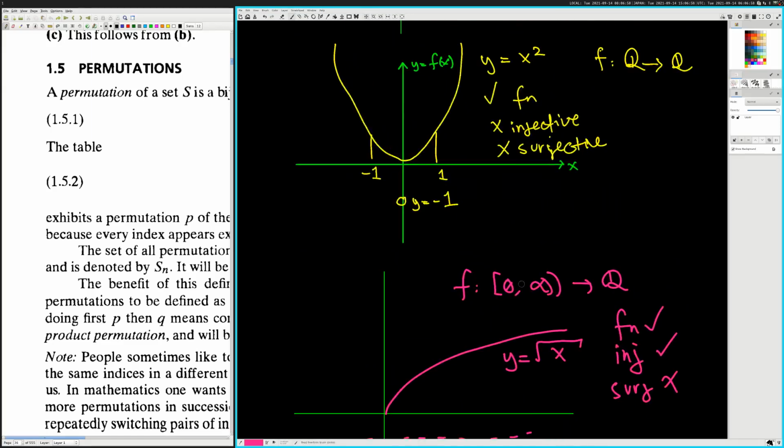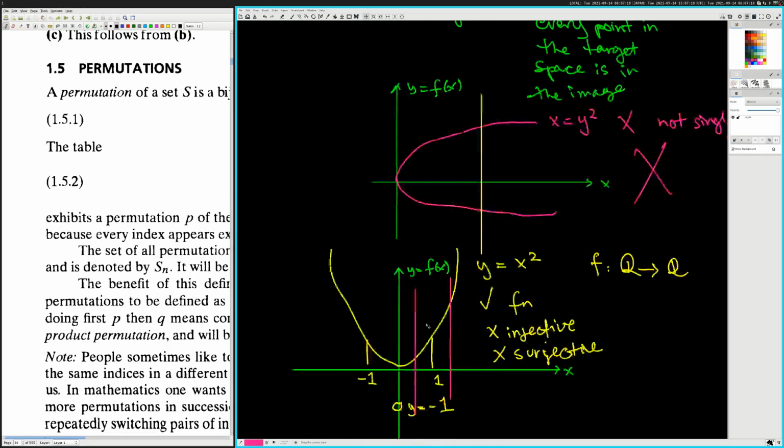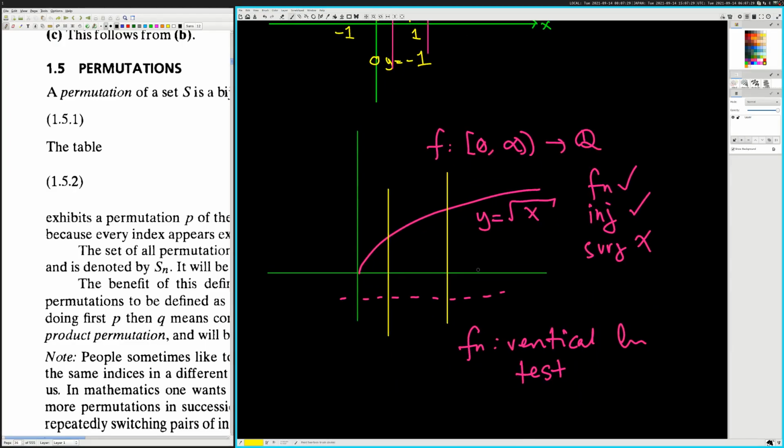So to test that, what I mean is, can I draw a vertical line that intersects the curve in 2 points? If I can, then it's not a function. Here, let me switch to a different color. Here, no matter which vertical line I draw, it will intersect the curve in at most 1 point. Okay? Here again, let me switch to a different color. If I draw vertical lines, it'll intersect the curve in at most 1 point.